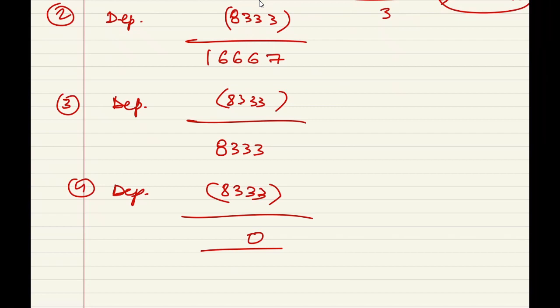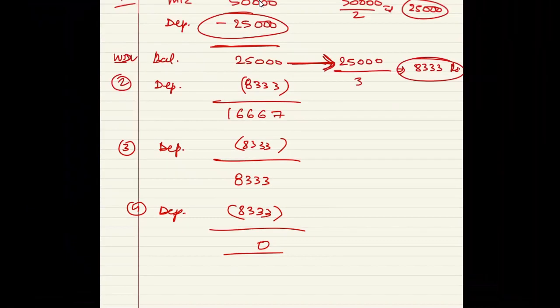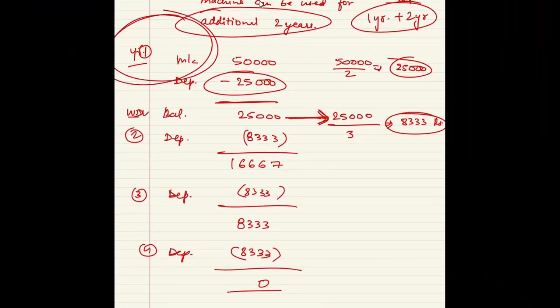This is called a prospective change. But if they say I want to implement this change right from the first year, that is called a retrospective change. Prospective means from the current year. The current year was the second year.